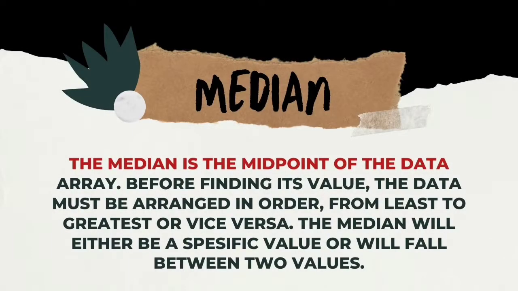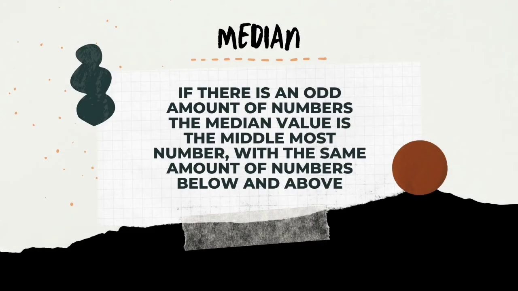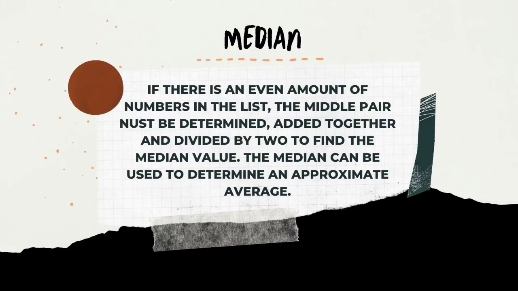The mean is 85.09. Median. The median is the midpoint of the data array. Before finding its value, the data must be arranged in order from least to greatest or vice versa. The median will either be a specific value or will fall between two values. If there is an odd amount of numbers, the median value is the middlemost number with the same amount of numbers below and above. If there is an even amount of numbers in the list, the middle pair must be determined, added together, and divided by 2 to find the median value. The median can be used to determine an approximate average.